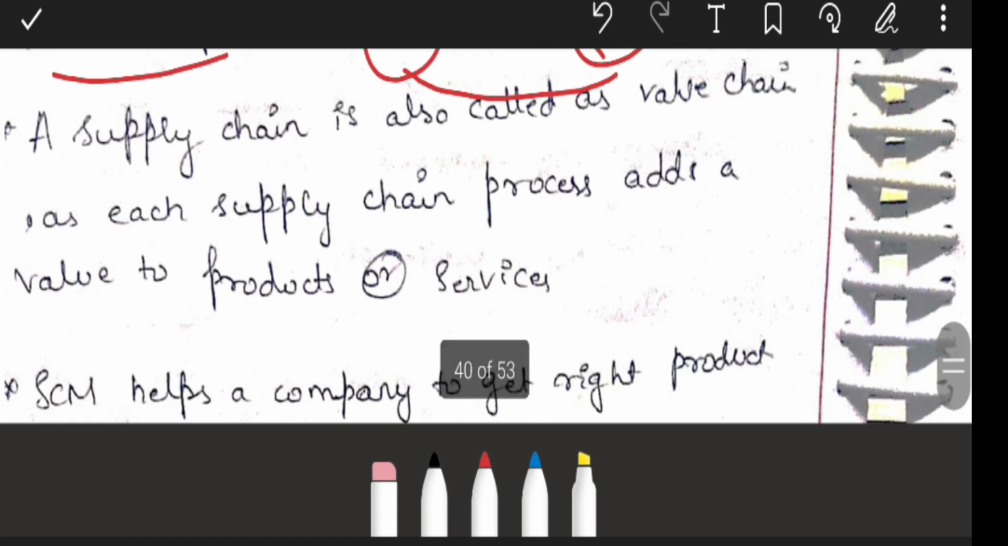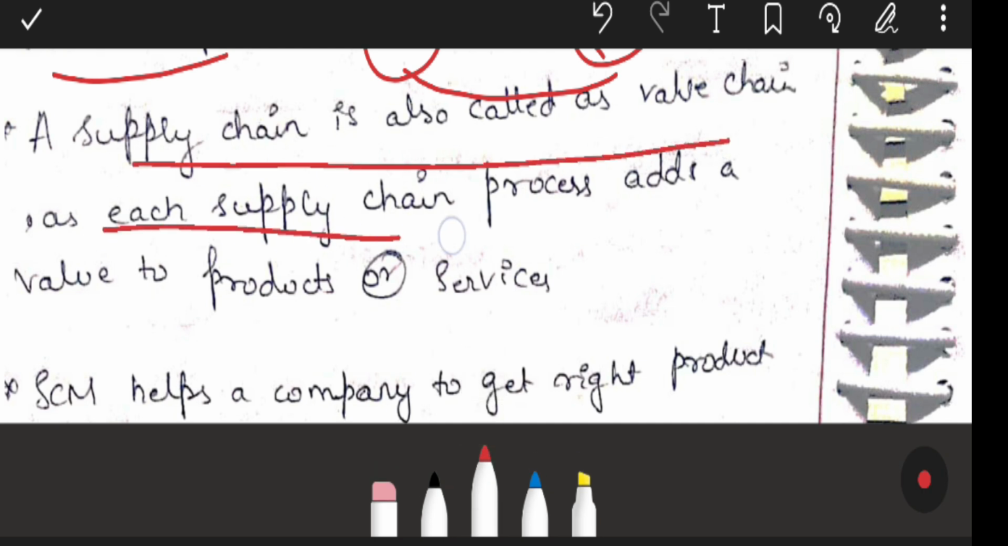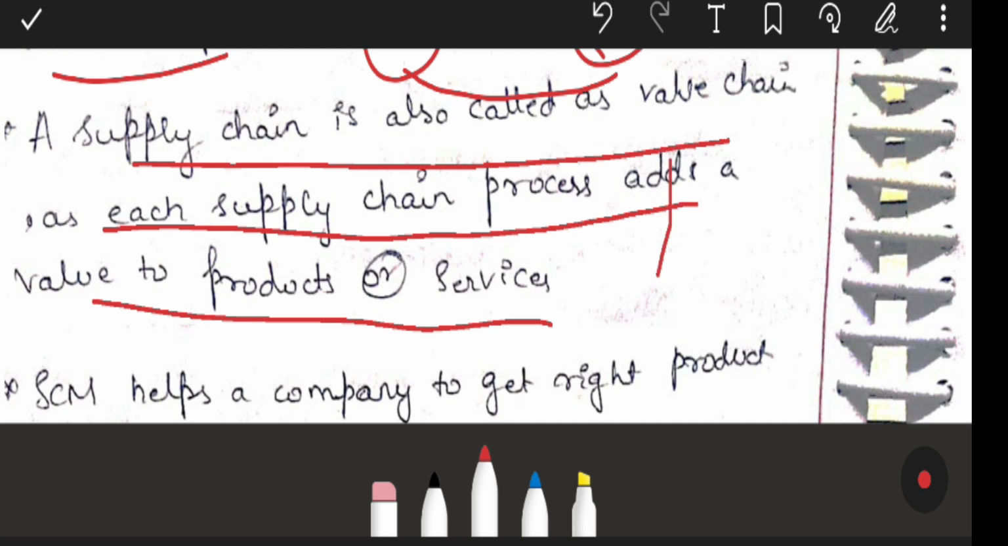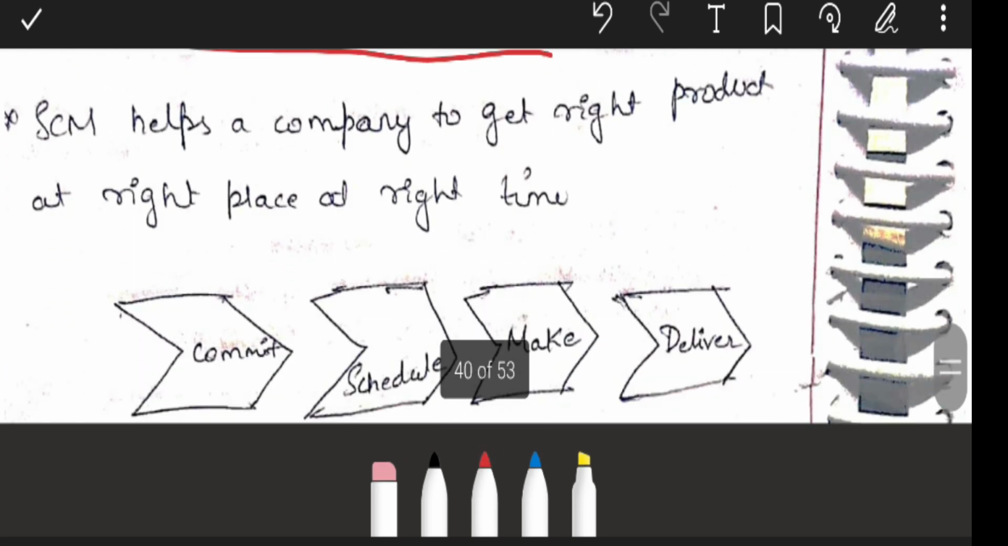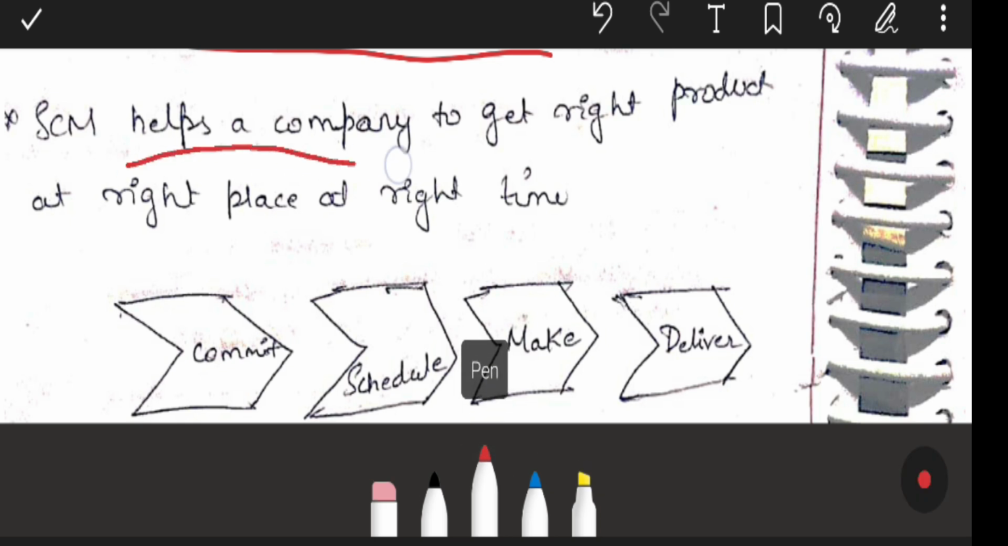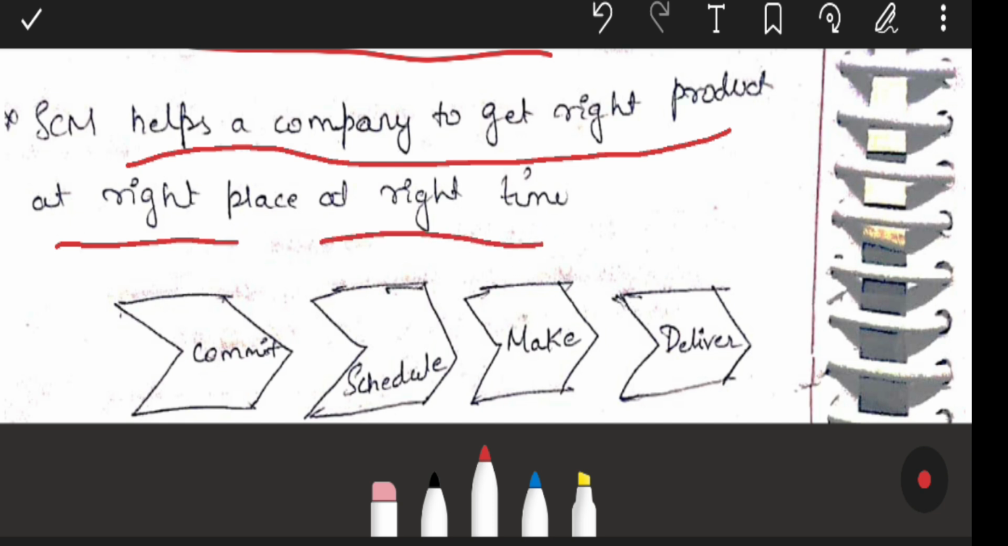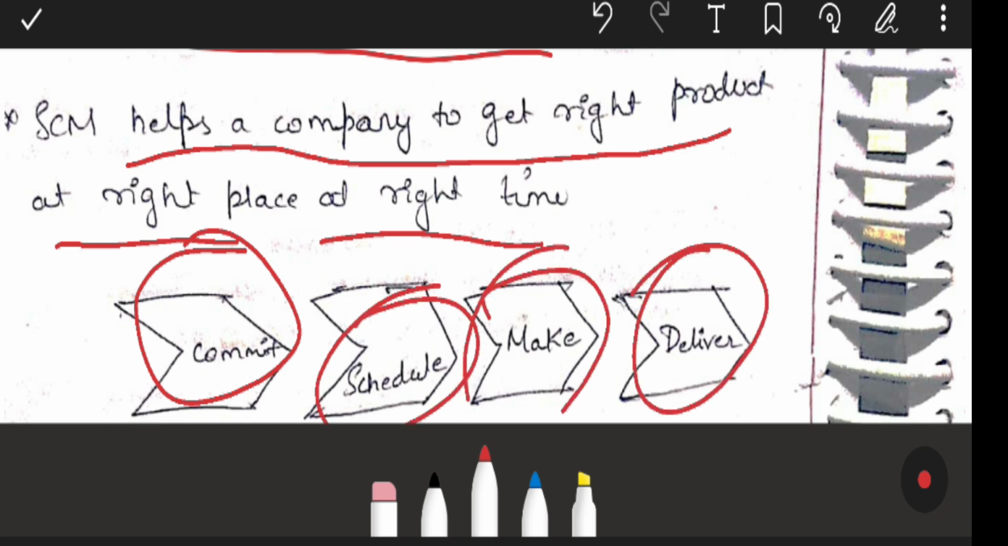Supply chain management is also known as value chain management, as each supply chain process adds value to a product or service. Supply chain management helps the company to get the right product at the right place at the right time. This is the flow chart of supply chain management: commit, schedule, make, deliver.